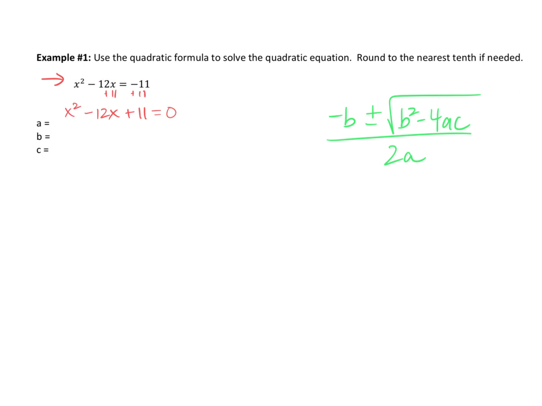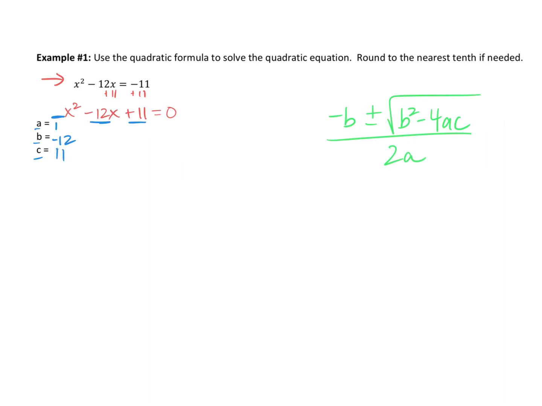So here's how it works. First thing you need to do is find your a value, your b value, and your c value. All right, so my a value is whatever's in front of x squared. Right now I just see a 1. My b value is in front of the x. That's a negative 12. My c value is that last value there, and that is an 11.